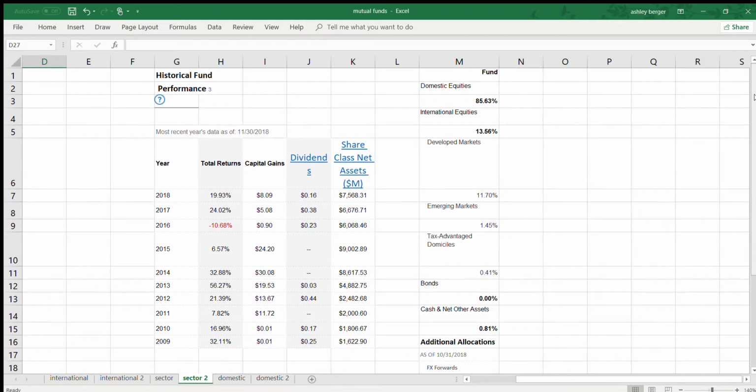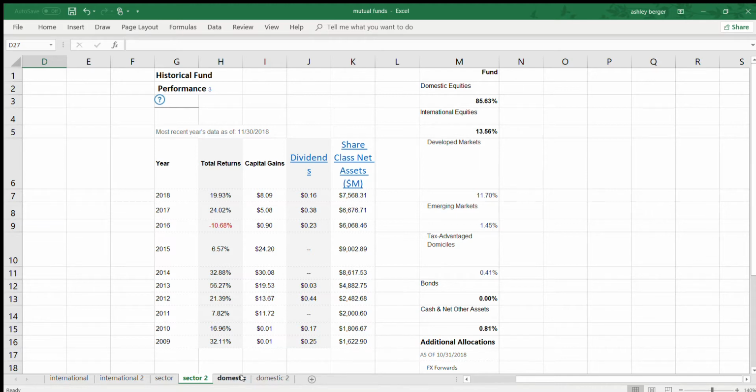This fund is made up of 85.63% domestic equities, 13.56% international equities, 11.7% from developed markets, and 1.45% from emerging markets. It had tax-advantaged domiciles of 0.41% and cash and net other assets of 0.81%.